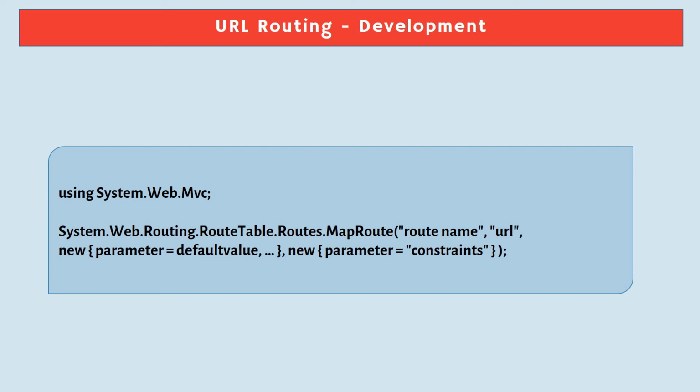In one application, we can create any number of routes. All the routes are stored in the route table and will be checked for each request of the application. This is how URL routing works. So we have understood URL routing. In the further lessons, we will understand practically how to work with all these URLs, the URL routing, the parameters, constraints, all these things. Meet you in the next video.